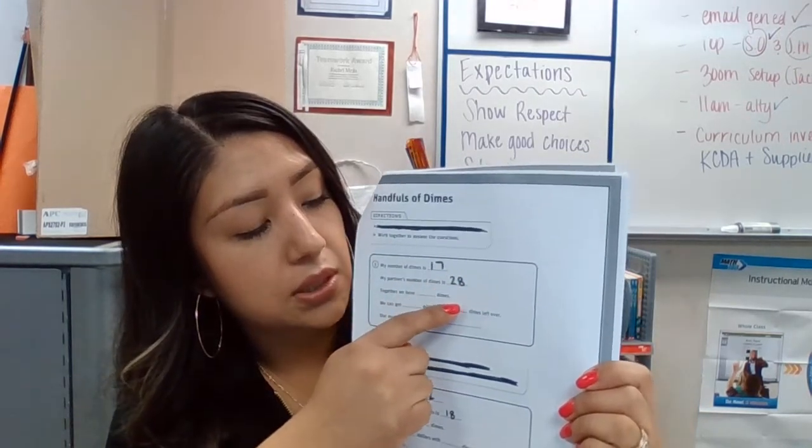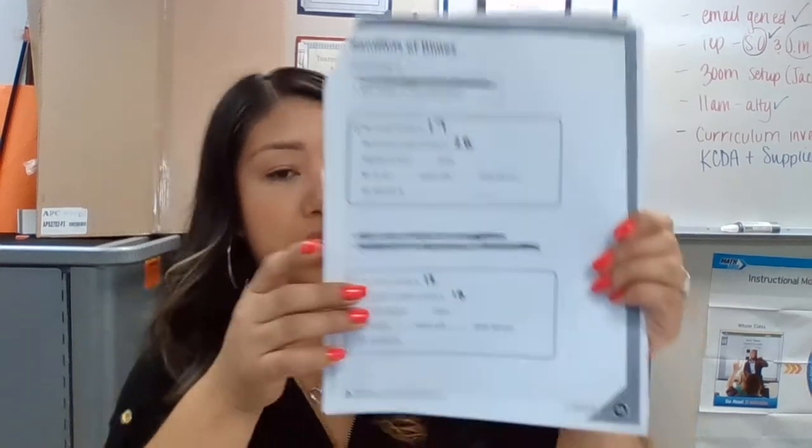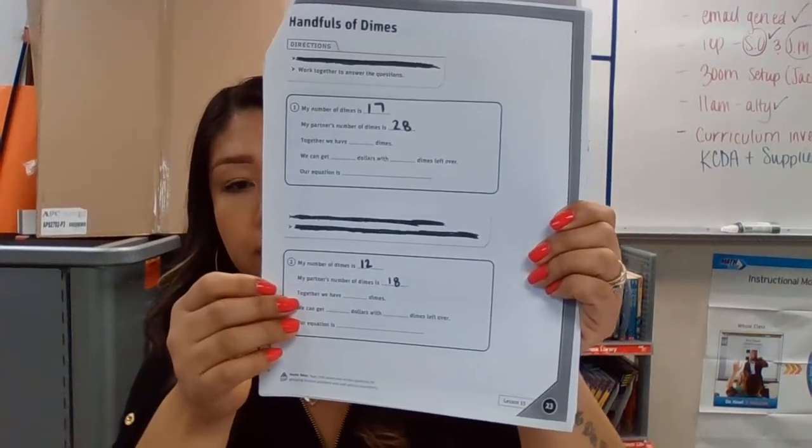And then you're gonna fill in together. We have blank dimes. So 17 plus 28. Your answer will go in here, and then you will combine them to figure out how many dollars you can get with the amount of dimes for these 2 numbers, and then you'll write over the leftover dimes, and then you will do your equation. So again, 17 plus 28, you fill in the answer here, and then you will have your total number of dimes, and then you will write in how many dollars you can get with those dimes and how many dimes will be left over. And you will do the same for the bottom part.